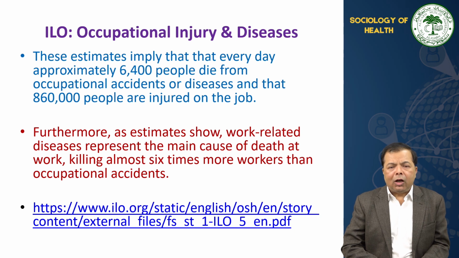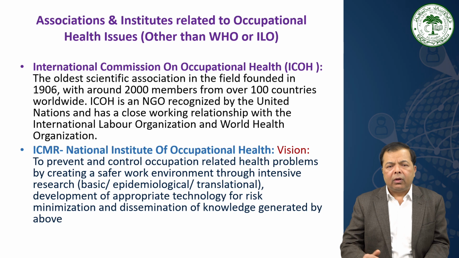Then ILO further says that these estimates imply that every day, approximately 6,400 people die from occupational accidents or disease, and that 860,000 people are injured on the job. Furthermore, as estimates show, work related diseases represent the main cause of death at work, killing almost six times more workers than occupational accidents. So, this is a larger picture prevailing at the global level, and this helps us to understand the importance of the topic occupational health that we need to talk about.